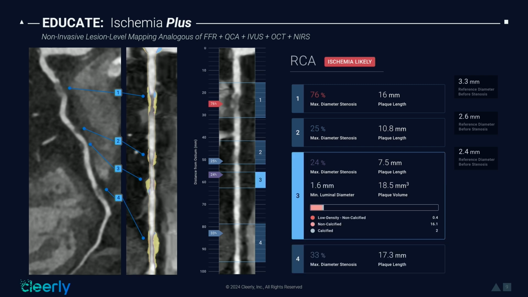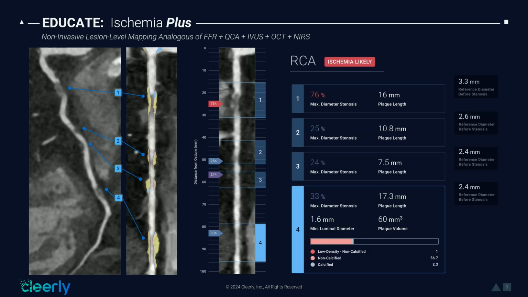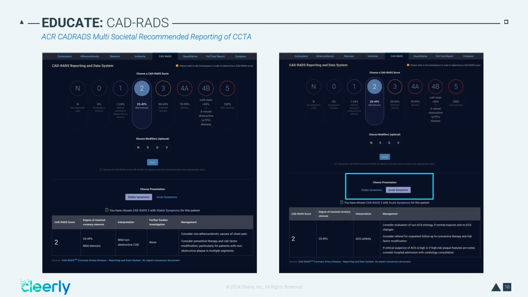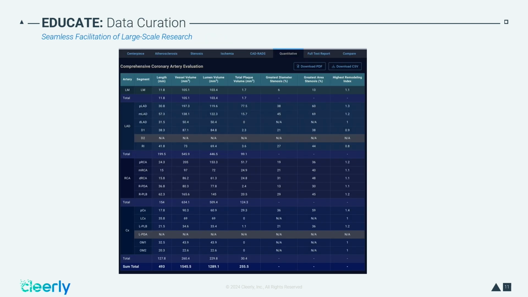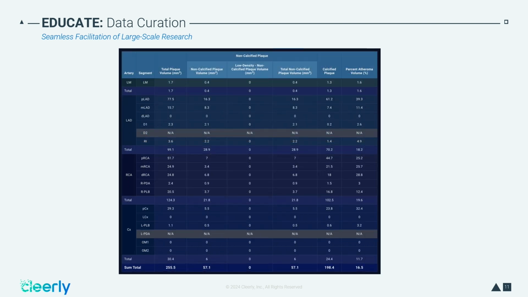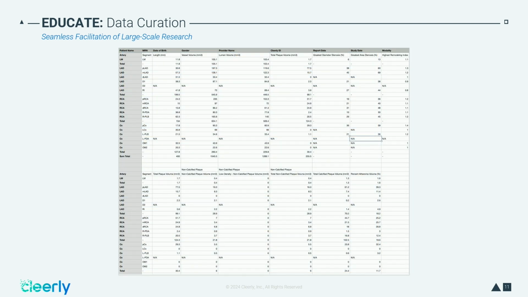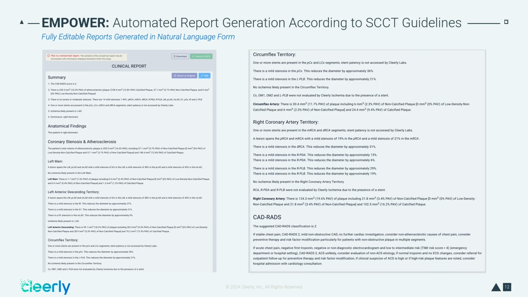And you can see I'm just clicking through each lesion, and you can get all of that information. And then for the imagers, like we wanted the CAD-RADS score, so that also comes out. For people like me who like to do research, I wanted the data. So at the patient vessel segment level, everything related to the coronary artery, everything related to coronary artery disease, you can simply download it as an Excel spreadsheet and just start doing research. You don't have to manually curate any data. And then everybody wanted a report. So this is a fully editable, fully customizable report, automatically generated and according to the SCCT guidelines.